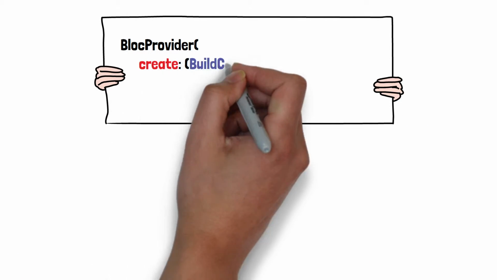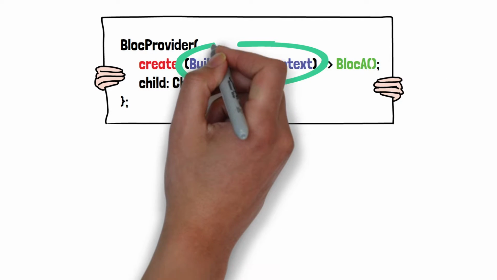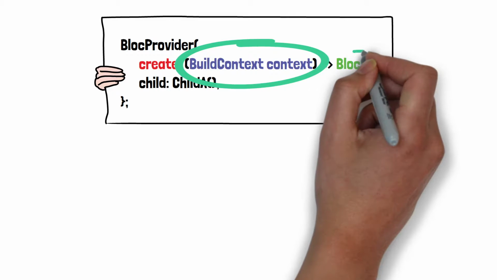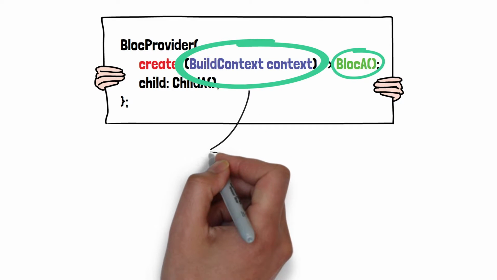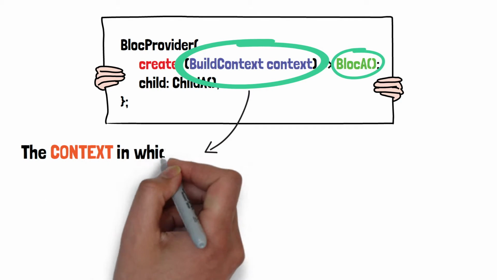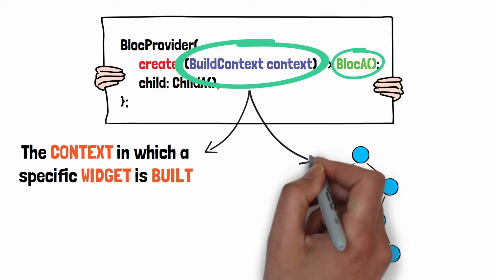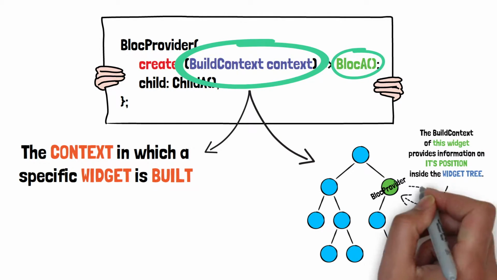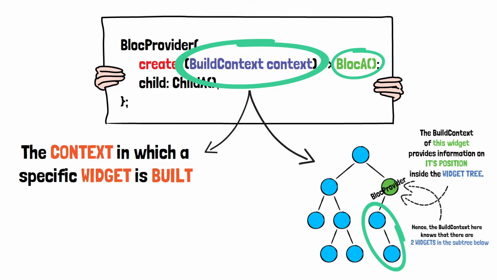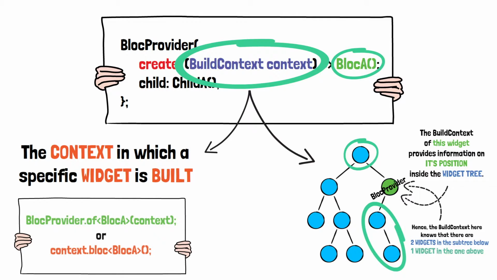Notice how BlocProvider creates the single instance of the bloc using a function, which takes the build context as an argument and returns the only one instance of BlocA. Build context is, like its name is implying, the context in which a specific widget is built. So we'll have the current widget context and we'll be instantiating the BlocA to all of its widgets in the subtree. But how can we access it in the subtree?